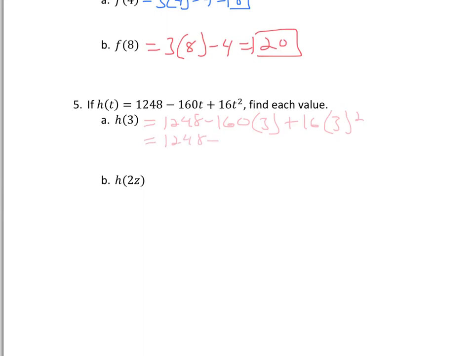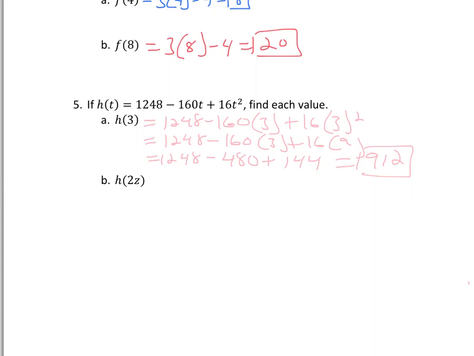1248 minus 160 times 3 plus 16 times 9. Now we can do all our multiplication, so 160 times 3 is 480 plus 16 times 9, we can do that part. There's 144, and then we can do adding and subtracting. So 1248 minus 480, and we get 912 as our answer.